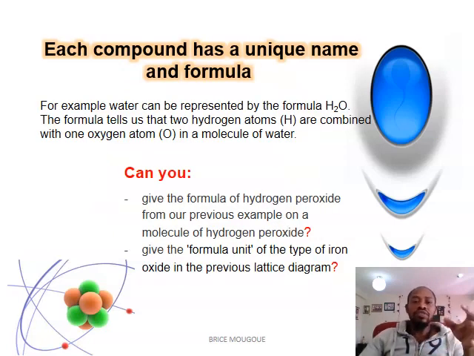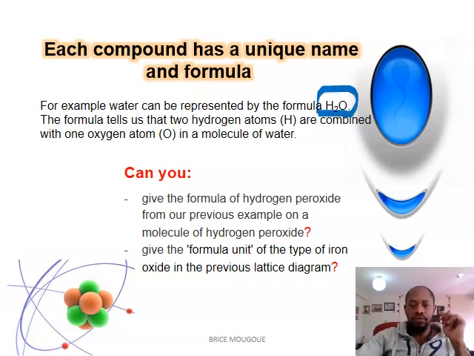Now, when compounds are formed, we don't just leave them like that. We also try to give them a unique name and formula, because elements had a name and a formula. When elements recombine to form compounds, we are also supposed to give these new entities a name. Hence, for example, water is represented by the formula H2O. Very famous formula. That's water.